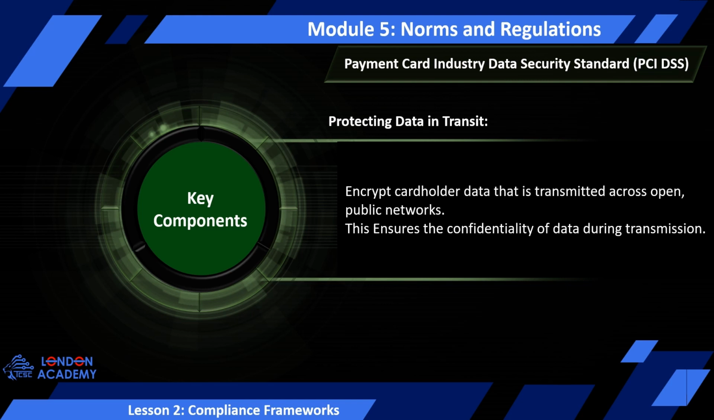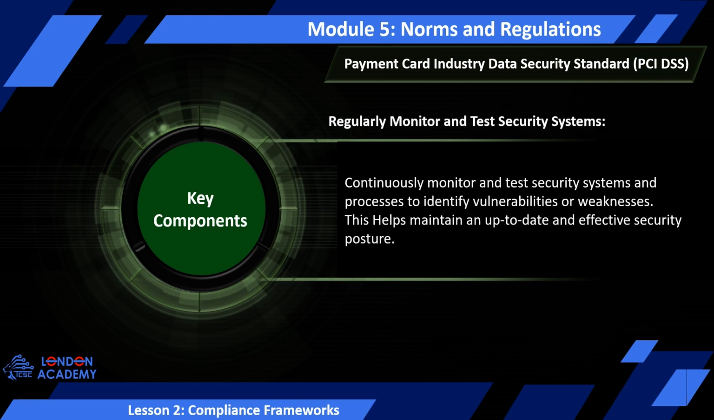Protecting data in transit. Encrypt cardholder data that is transmitted across open, public networks. This ensures the confidentiality of data during transmission. Regularly monitor and test security systems. Continuously monitor and test security systems and processes to identify vulnerabilities or weaknesses. This helps maintain an up-to-date and effective security posture.